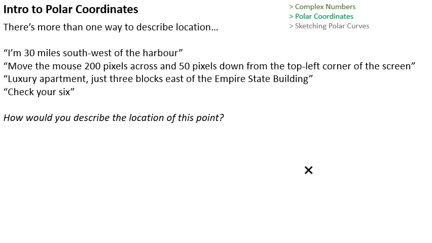This topic looks at a different way to describe location of points. We've already come across the standard Cartesian coordinate system, the one that you've grown up on with X and Y coordinates, but that is not the only way we use to describe location. I'm 30 miles southwest of the harbour is not using X and Y coordinates.